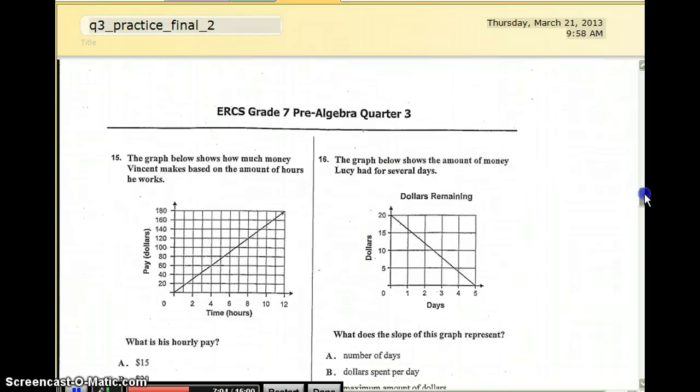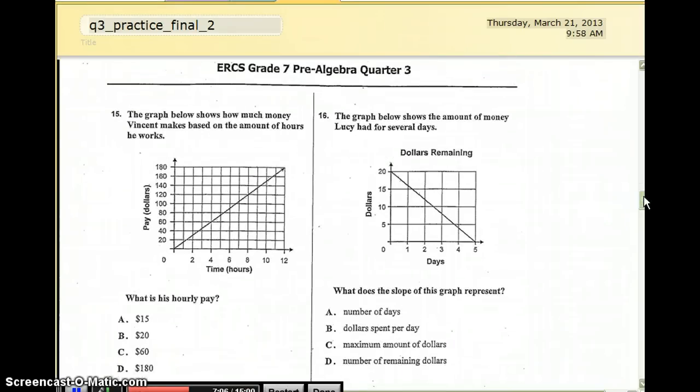Going to the next page. Let's look at number 15. We want to know how much they're getting paid hourly. Now, we can tell that right here for 1 hour, it's going to cross a little bit under the $20. So if I look at my answers, definitely the only answer that is less than that would be A, so $15 an hour.